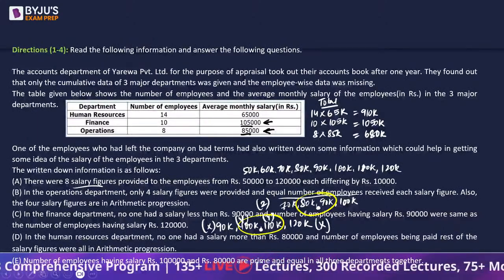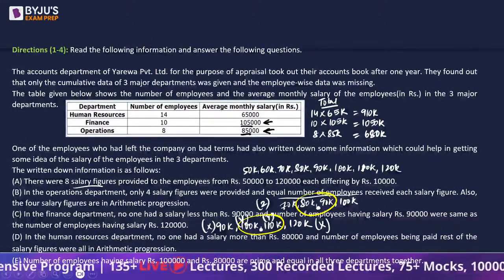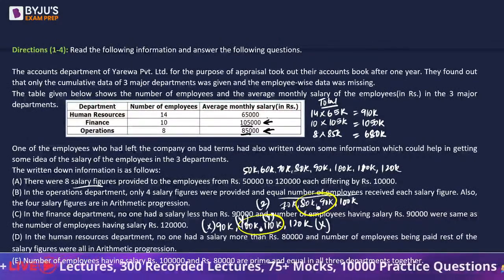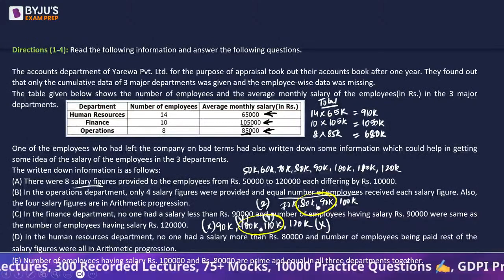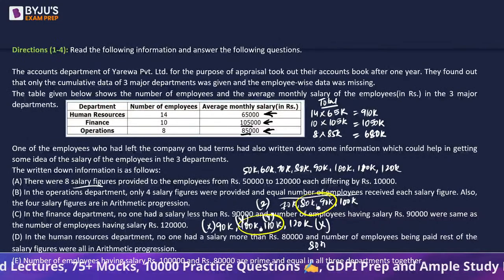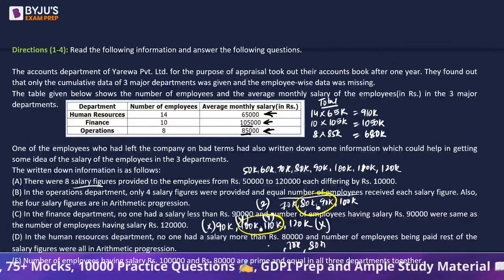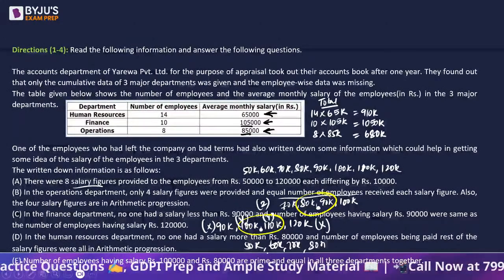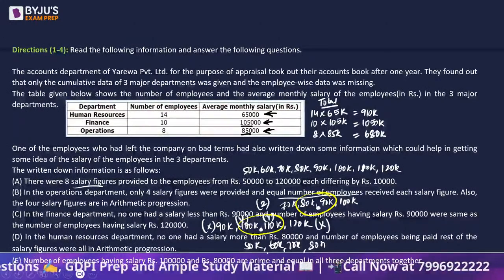Okay. In the HR department, no one had a salary of more than 80,000. So the average salary is 65,000 and no one had a salary of more than 80,000. So that means at least one person must be taking one of these four salaries: 80,000, 70,000, 60,000, 50,000, right?